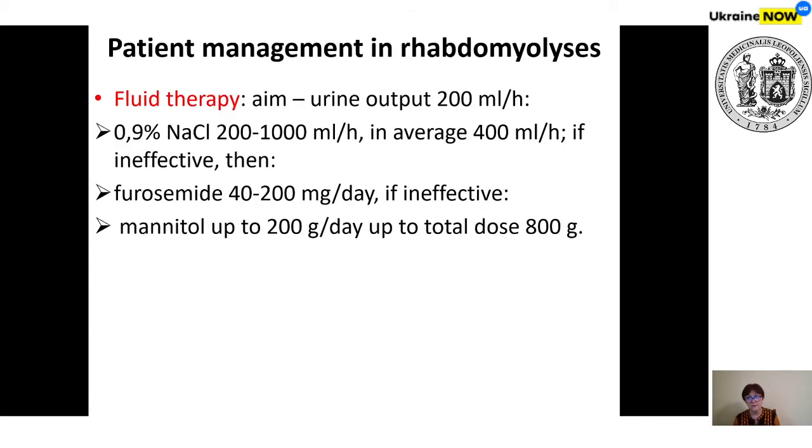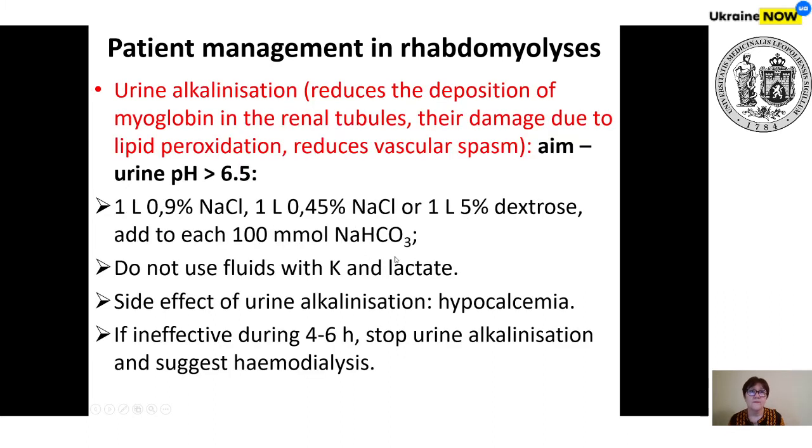Patient management in rhabdomyolysis. Fluid therapy with the aim of urine output of 200 mL per hour. For this goal, we use normal saline at a rate of up to 1 liter per hour. And if it's ineffective, you can try to stimulate diuresis using loop diuretics or even osmodiuretics.